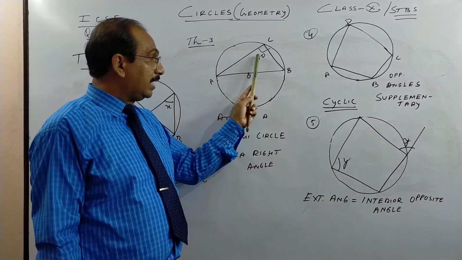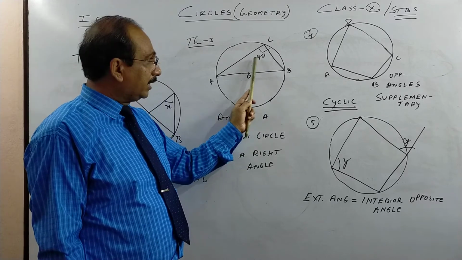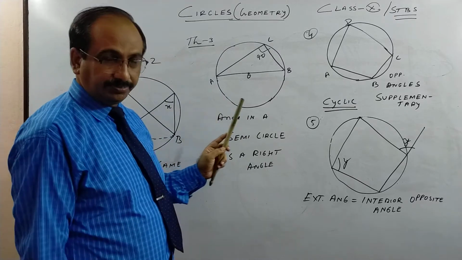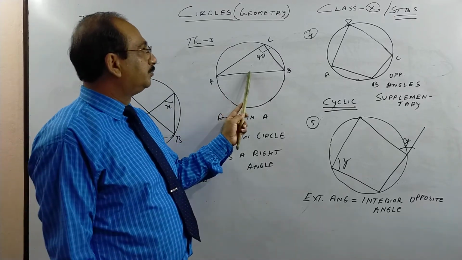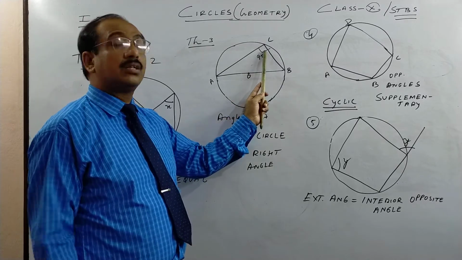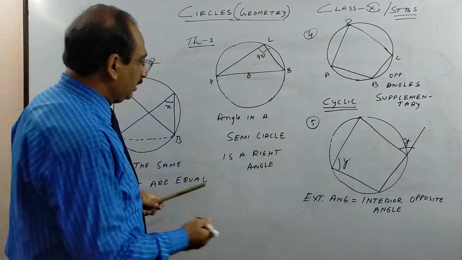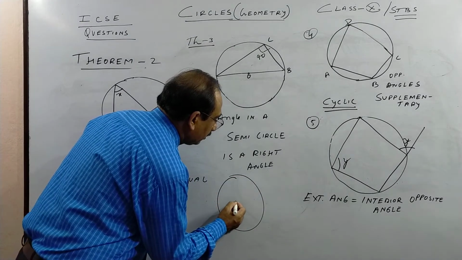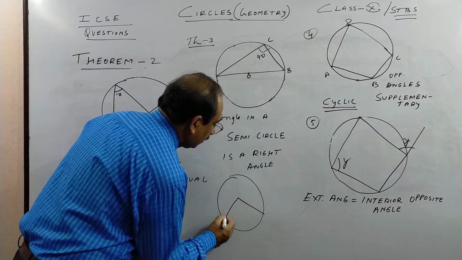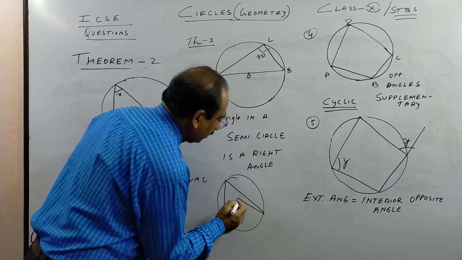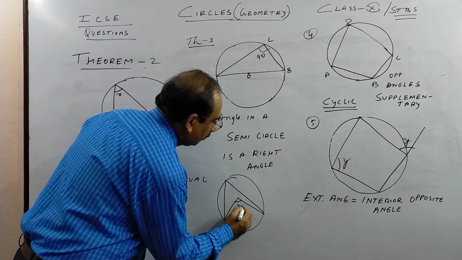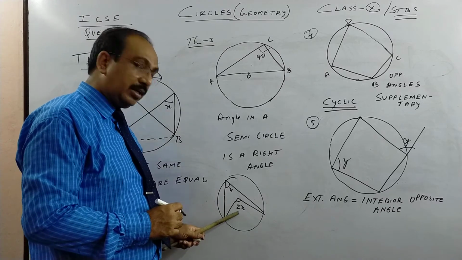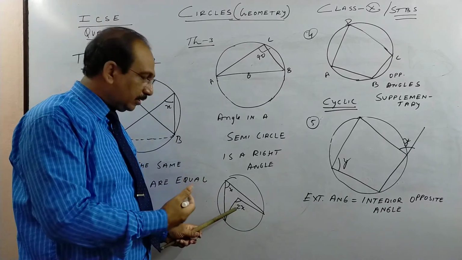See, theorem 1 says the angle at the center is double the angle at the circumference. Or opposite, I forgot to tell you, we can say the angle at the circumference is half. If this is the center of the circle and this is the circumference, the angle at the center is double the angle at the circumference, or the angle at the circumference is half the angle at the center, which an arc subtends.